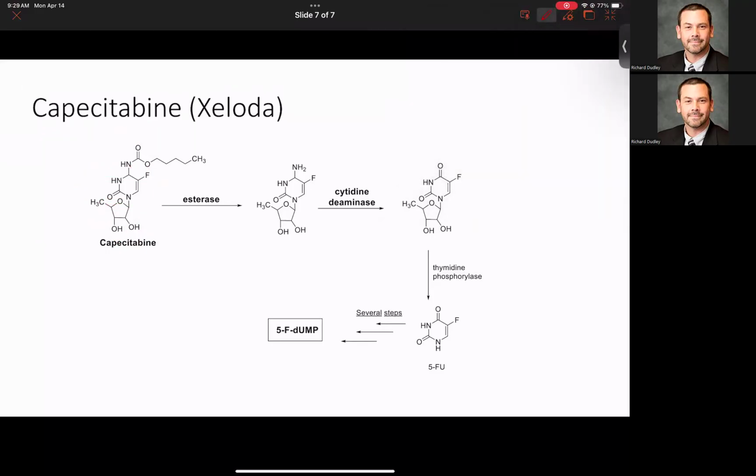Well, when it gets absorbed and taken into the system, of course, the first organ it's going to see is the liver. And in the liver, we have esterases that are actually going to enzymatically remove this 5 carbon chain. That 5 carbon chain there again is going to be there to prevent premature metabolism and enhance lipophilicity. Regardless, what we end up with is the equivalent then of a cytidine analog, right?